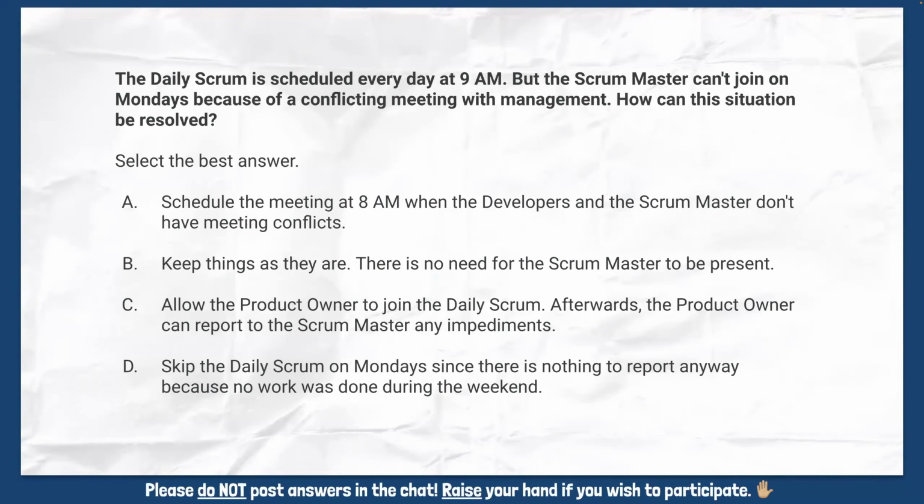The daily Scrum is scheduled every day at 9 a.m., but the Scrum Master can't join on Mondays because of a conflicting meeting with management. How can this situation be resolved? Select the best answer. A, schedule the meeting at 8 a.m. when the developers and the Scrum Master don't have meeting conflicts.